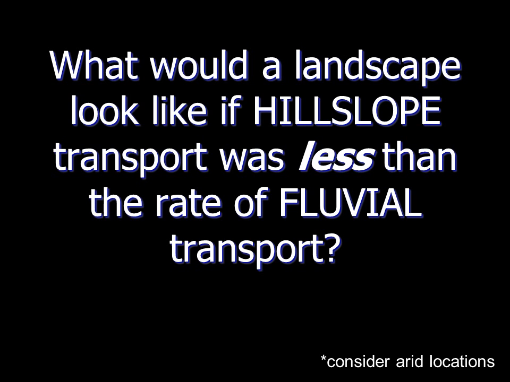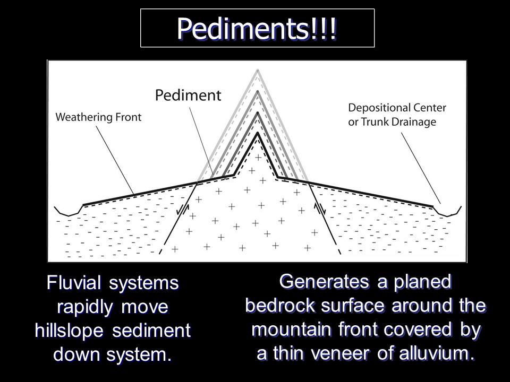Okay, what would a landscape look like if hill slope transport was less than the rate of fluvial transport? So again, a landscape where the hill slope transport is less. So the rivers have the capacity to move more stuff than what the hill slope is generating. What you're going to get is a pediment.